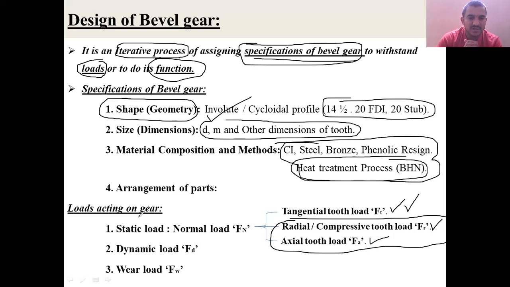And these are the different loads acting on the gear. One is static load, it's a normal load that resolves into three components. One is tangential tooth load, radial or compressive tooth load, axial load. Second one is dynamic load, and third one is wear load.